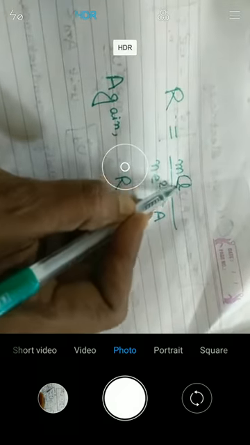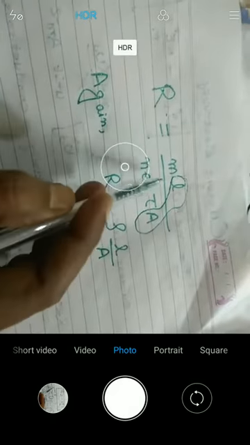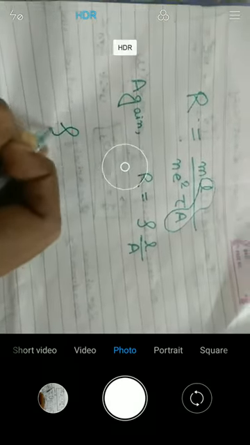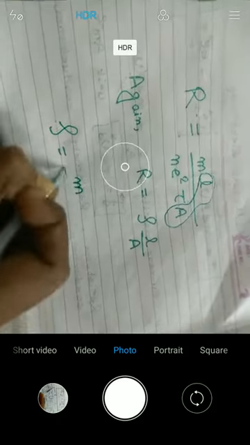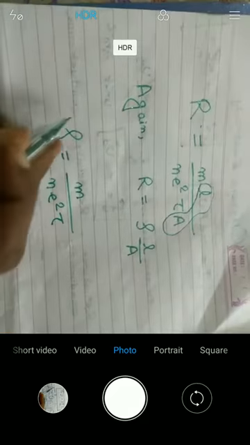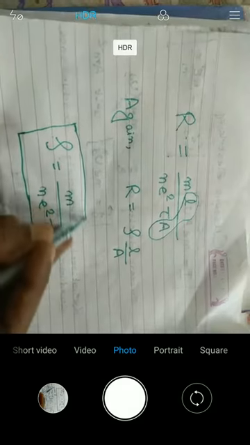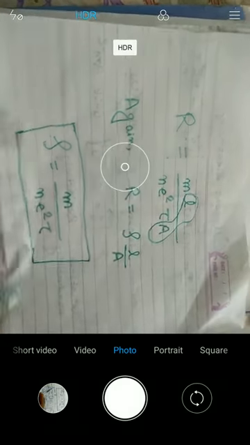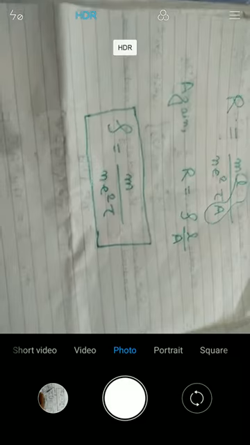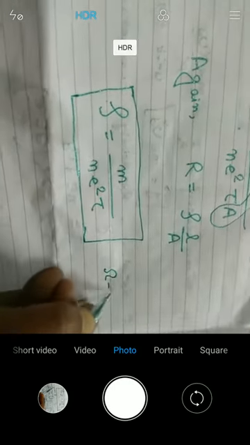So excluding these two terms, L by A, R equals ρL by A, तो L by A को छोड़ के बाकी का जो टर्म्स है, that is m divided by ne²τ. You may say this is the formula for resistivity of the material of the wire. As you all know, resistivity का SI unit होता है ohm meter. SI unit of resistivity is ohm meter.